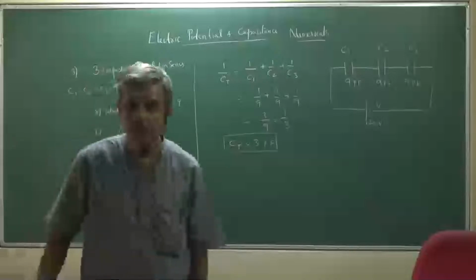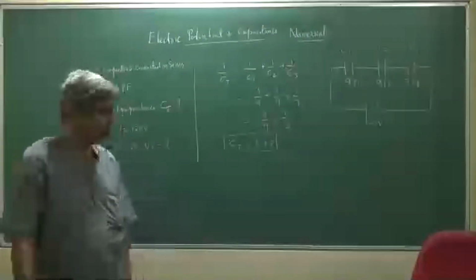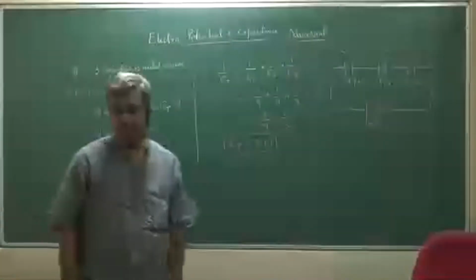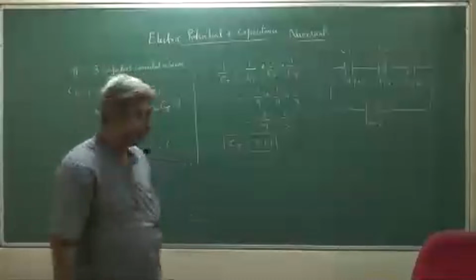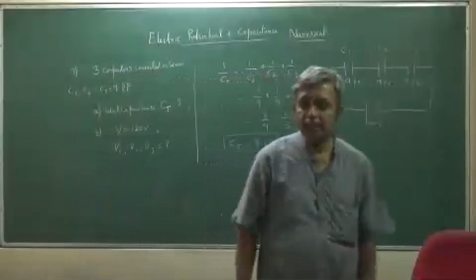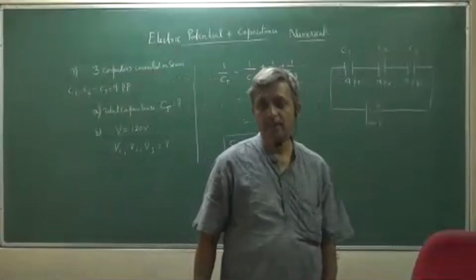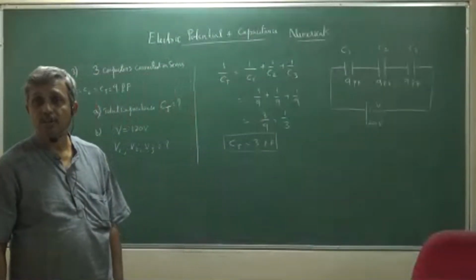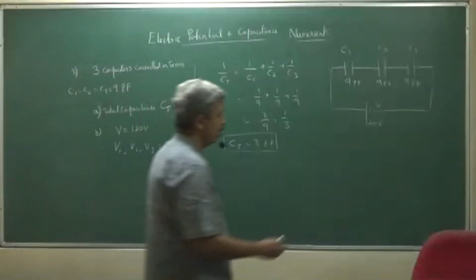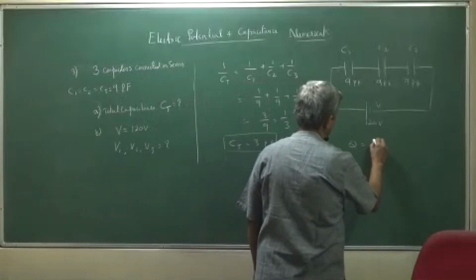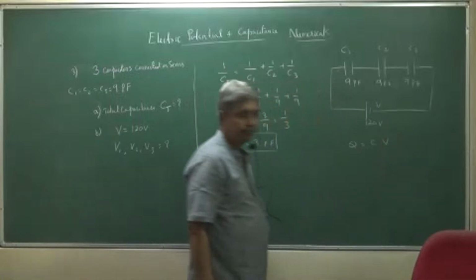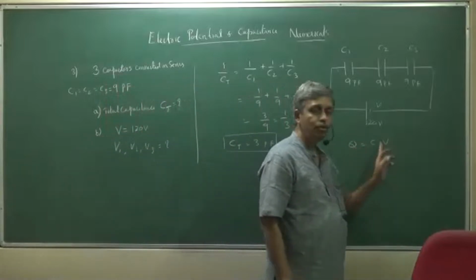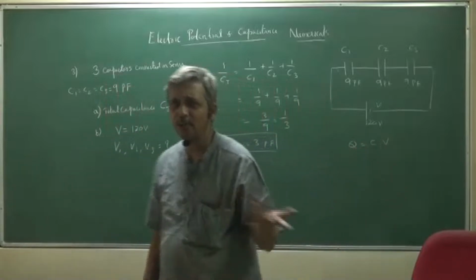Now the question is second part, which is if you apply 120 volts, what will be the voltage across each capacitor? Since the capacitances are equal, each one is equal. Okay. So what is the relationship between capacitance and voltage? We have this formula called Q is equal to CV. That means charge on the capacitor is equal to capacitance into the voltage, or C is equal to Q by V. That is the definition.